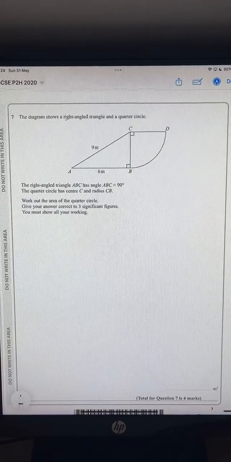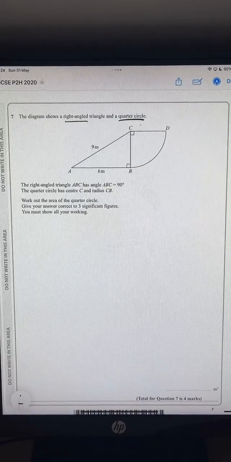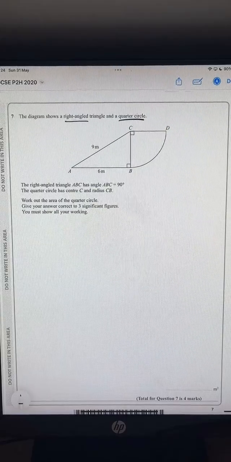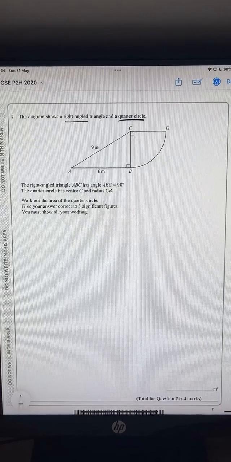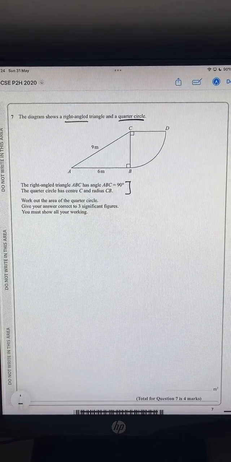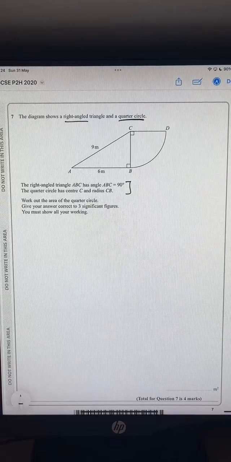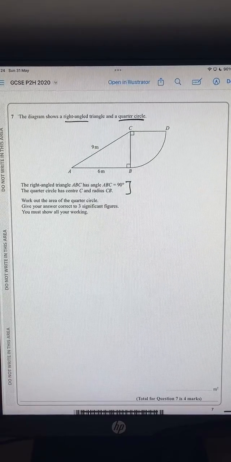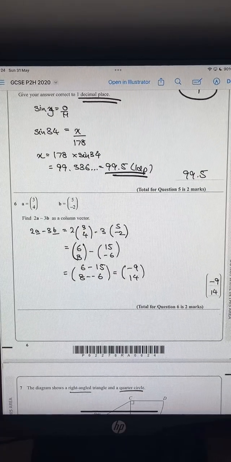The diagram shows a right angle triangle and a quarter circle. The right angle triangle ABC, which is this, has angle ABC 90, and the quarter circle has center C and radius CB. This is literally just obvious from the drawing. They're just trying to formally say this. Negative 3 times negative 2. Is that this question up here? Yes. So yeah, you can do negative 3 times negative 2.